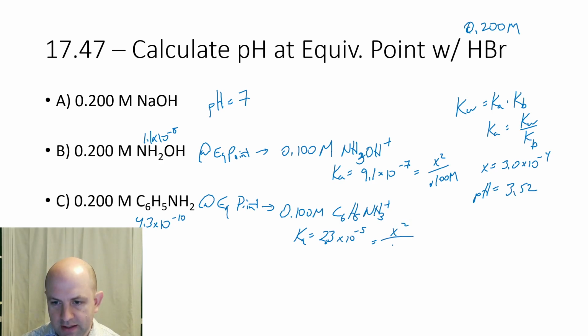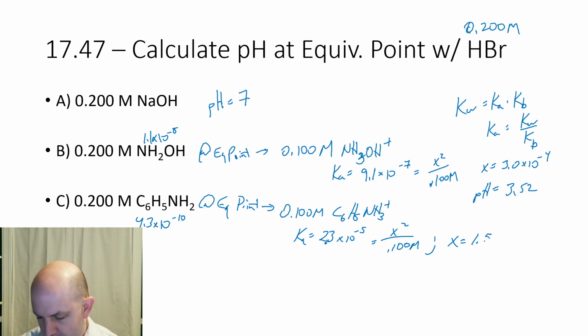Again, we'll say that's x squared over 0.1 molar, which means that x is going to be equal to 1.524 times 10 to the negative third. So yep, that's still small enough to be a good assumption.